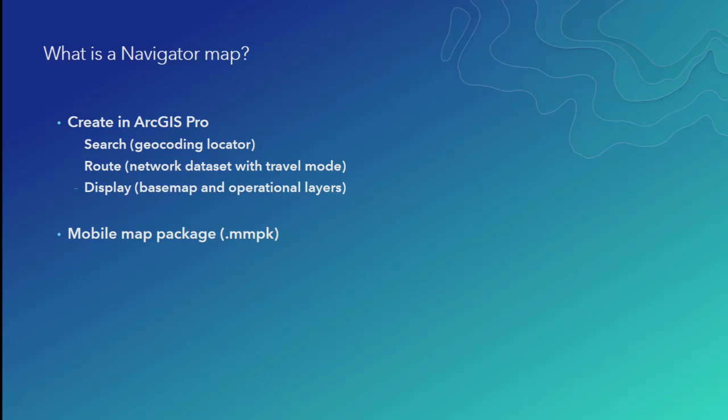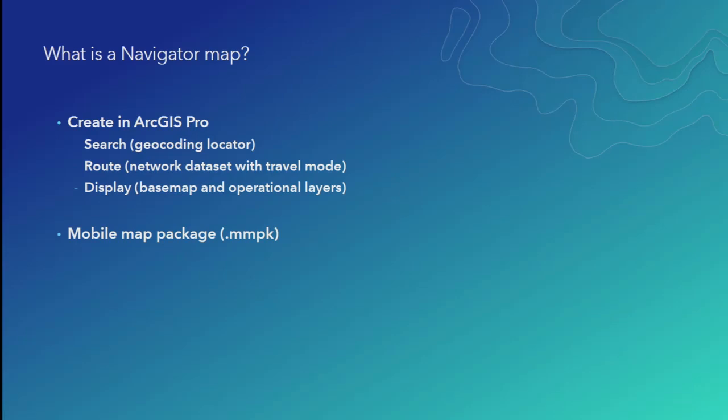And there are three components to a Navigator map. The search capability, which is geocoding locators. You need locators. There's the route capability, which is delivered through a network data set. A network data set also models those rules of the roads within a travel mode. That's where you specify walking, driving an 18-foot 4-axle vehicle, or just a standard vehicle like a Civic or an F-150. And then there's that third component, the map display.